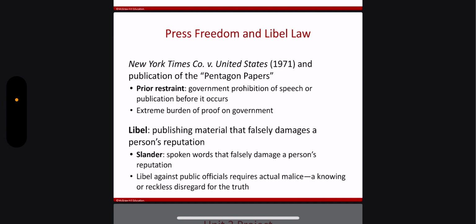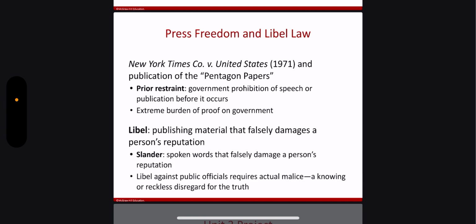So I can't preemptively say, hey, you can't say that if you haven't said it yet. Okay. And the burden of proof is going to be on the government to prove why this prior restraint is necessary. And ultimately, in 1971, the government couldn't show beyond a reasonable doubt that the Pentagon Papers detailing those actions in Vietnam years prior were going to be of such an issue that the public should not hear it, like a national security issue.